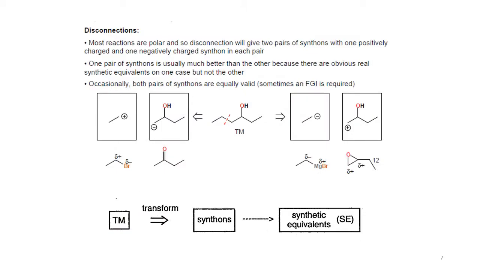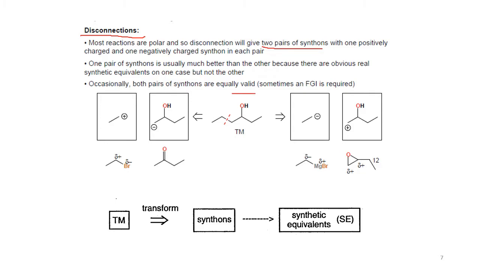Okay, when we talk about disconnection, most reactions are polar, and that's why when we disconnect, we get two pairs of synthons, with one positively charged and one negatively charged synthon in each pair. And one pair of synthons is usually much better than the other because there is an obvious real synthetic equivalent in one case but not the other.